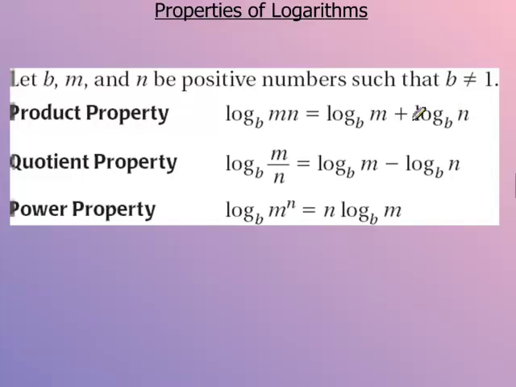The quotient property: we're dividing m and n, so anything in the denominator we will be using a subtraction sign. Going up here, if we have a plus sign, it's going to be in the numerator, if you will. Finally, we have the power property. The power property states that log base b of m to the n is equivalent to n times log base b of m. If you enter both of those in the calculator, you'll get the same decimal value.